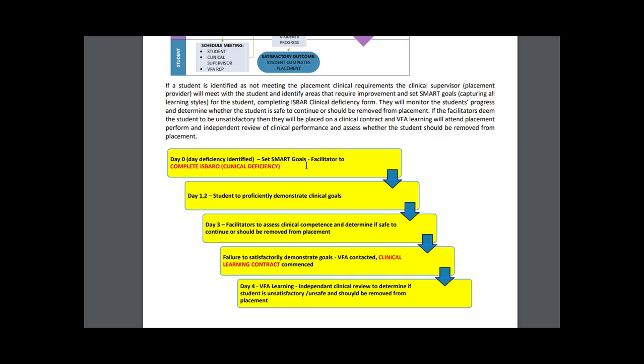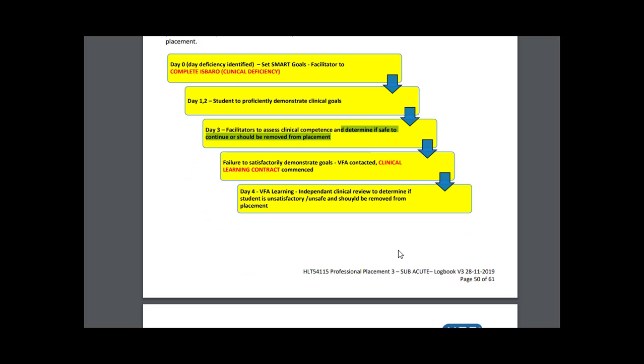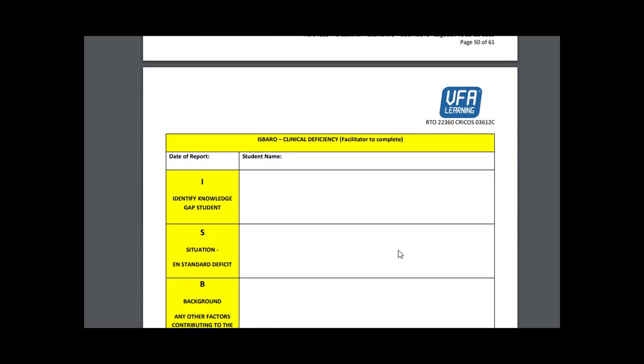So obviously if, say for example, you've demonstrated that you have been unsafe in administering medications, you'll be set some goals to ensure that you meet the requirements of the checklist, and the facilitators will assess that to competence and determine if it's safe for you to continue or whether you should be removed from placement. If you're unsuccessful in meeting the goals set, then a learning contract is commenced and VFA Learning becomes involved. We will do an independent clinical review to assess whether you're safe to continue or should be removed from placement.